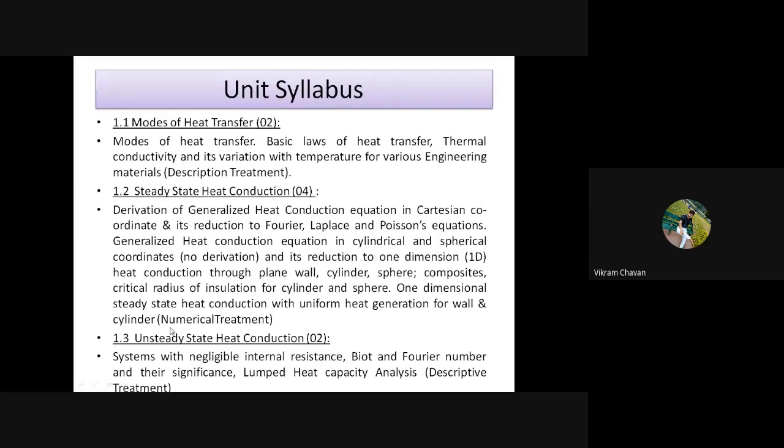Numericals for the second segment will be there in your final examination. The first segment is descriptive and the last segment is also descriptive.